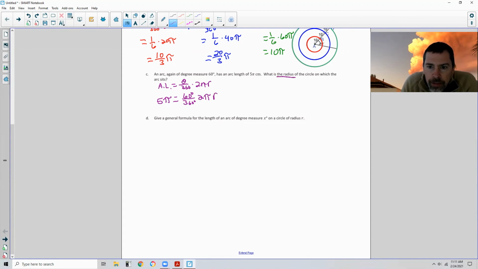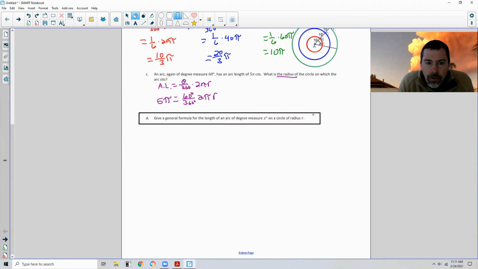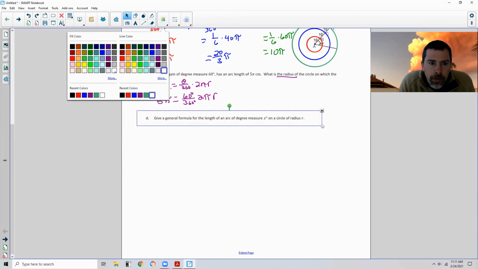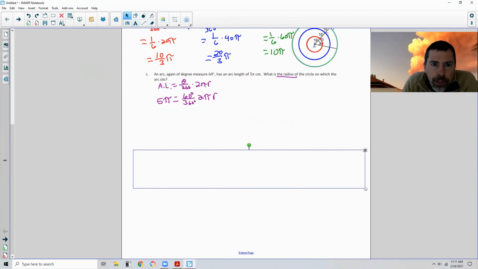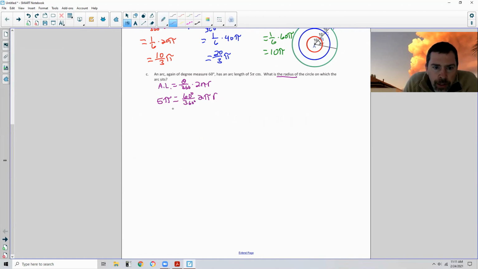And it says, what is the radius? So I want to move everything over to the other side. Let's just keep working in a downward direction here. So then this would become 5 pi equals, this cancels, 6 over 36 is 1/6. So 1 times 2 pi r. So this would be 2 pi r over 6.